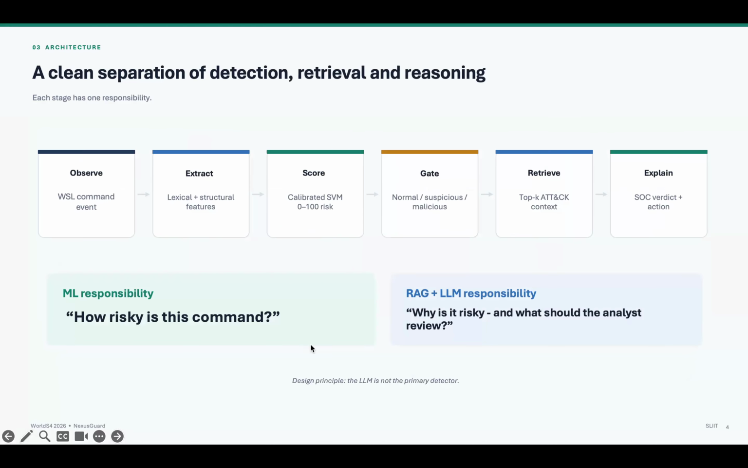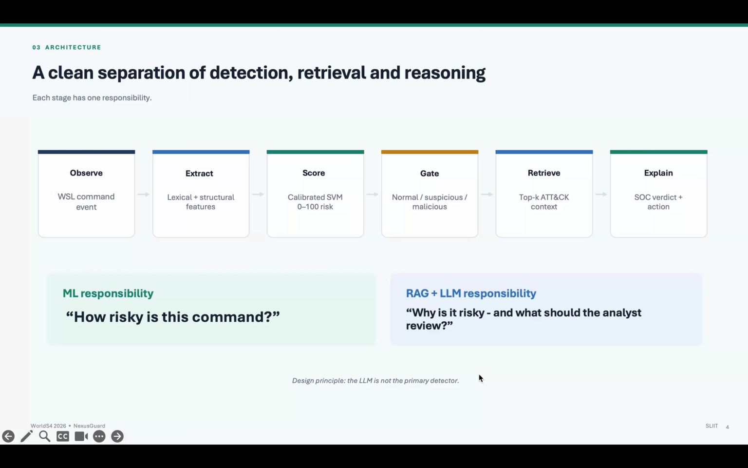The process begins with a structured WSL command event, which contains the command and the timestamp, host, user, and process context. The command is then converted into lexical and structural features, as you can see here in the extract box. So this is feature engineering. These features represent both the text and the behavior of the command, including elements such as wrappers, pipes, redirections, and URLs. It's character n-gram TF-IDF methodology used there.